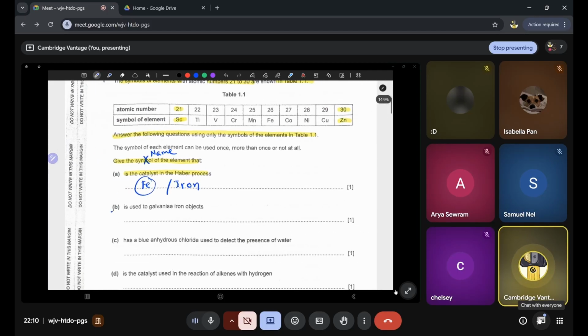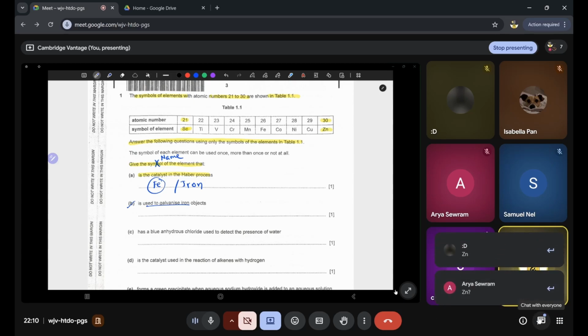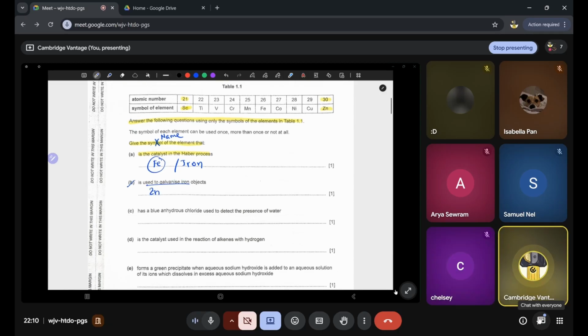And then the next one is used to galvanize iron objects. What should this be, students? I would prefer if different students answer different questions. Yeah, the two of you are correct. It should be zinc. All right. And then the next question.